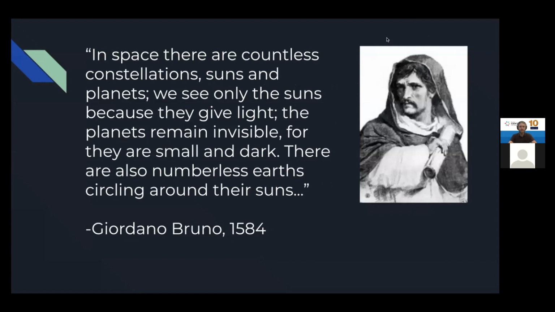So we can start this talk by looking at one of the very first mentions of the possibility of planets orbiting other stars. In 1584, a man named Giordano Bruno said, "In space, there are countless constellations, suns and planets. We see only the suns because they give light. The planets remain invisible, for they are small and dark. There are also numberless Earths circling around their suns."